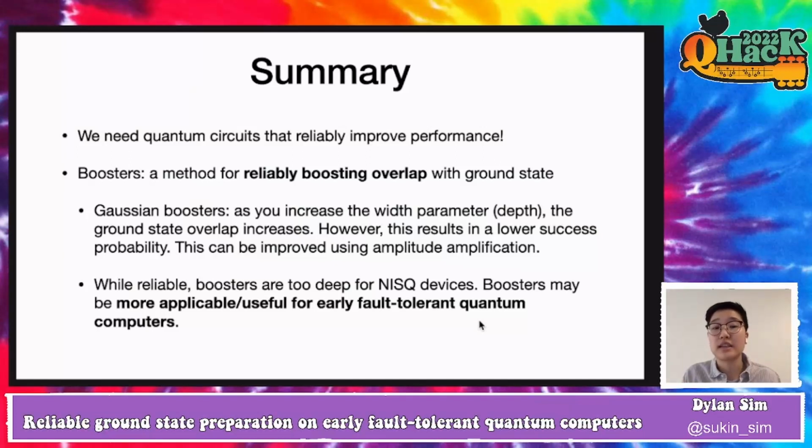And boosters, we see as a particular case for reliably boosting the ground state overlap for the task of ground state preparation. Specifically for Gaussian boosters, we observe that as you increase the width parameter A, or the circuit depth, the ground state overlap increases. Although we didn't go over this particular part, we note that a larger A parameter results in a lower success probability. But this can be improved using methods like amplitude amplification, especially if you can afford the depth.